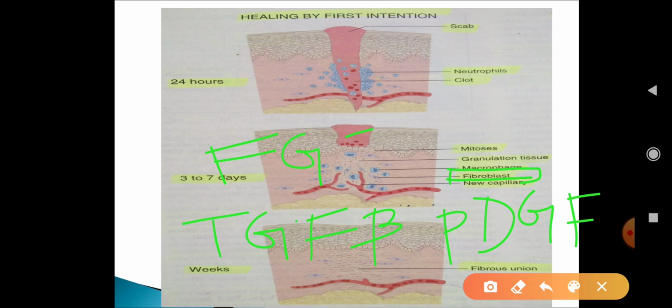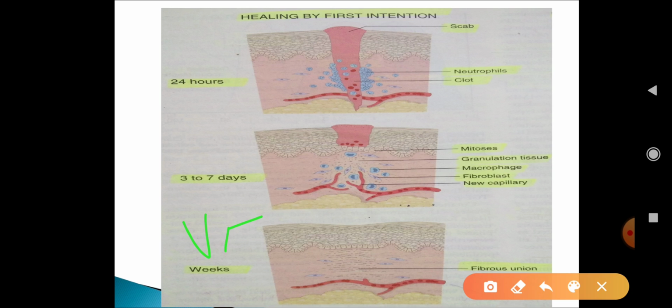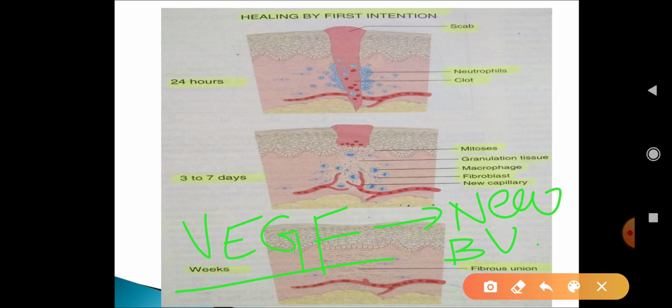Another cytokine that is responsible for fibrosis is fibroblast growth factor. So these three basically will lead to activation of the fibroblast, and there will be fibrosis. Again you have to remember that there is elaboration of one important growth factor, that is the vascular endothelial growth factor, and it will form the new blood vessel.